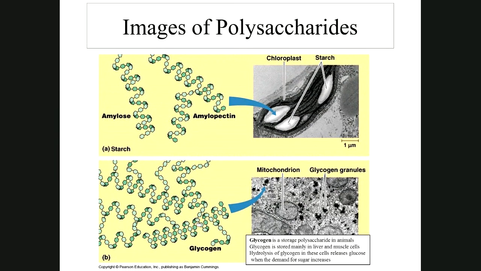Like it says here, glycogen is a storage polysaccharide in animals. Glycogen is stored mainly in the liver and muscle cells. Hydrolysis of glycogen in these cells releases glucose when the demand for sugar increases, because glucose is the main molecule that your cells prefer to break down for energy to make ATP. And that energy is used for things like muscle movement, you know, if you're being threatened.